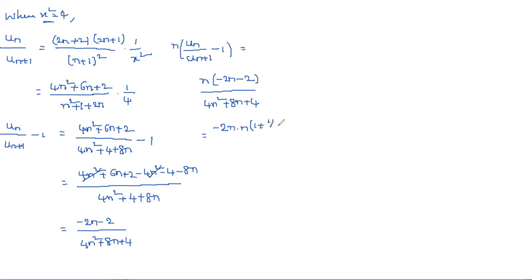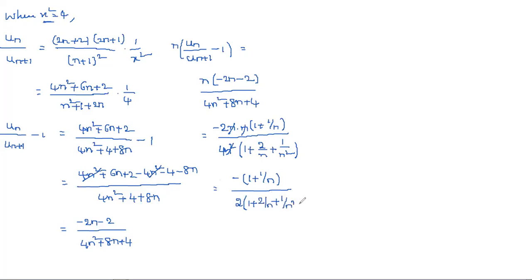1 plus 1 by n whole thing by, and here also you can take, if you want, 4n square as common. What will we get? 1 plus 2 by n plus 1 by n square after taking common. So here n both will cancel and n square. Okay, and now what about the remaining? Minus of 1 plus 1 by n by, and this is 2 ones are 2, twos are, so 2 into 1 plus 2 by n plus 1 by n square.